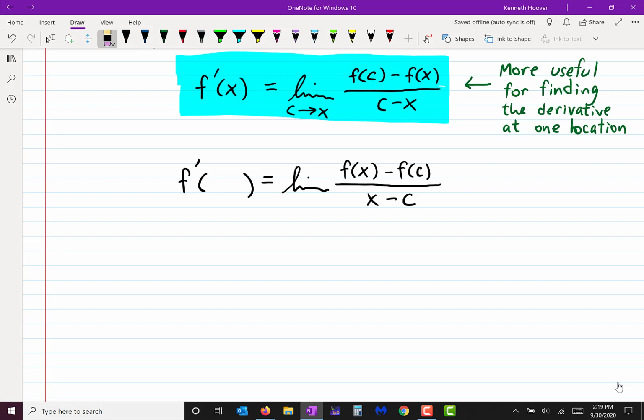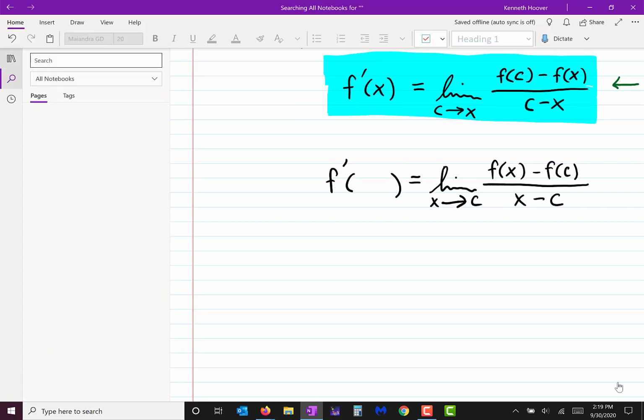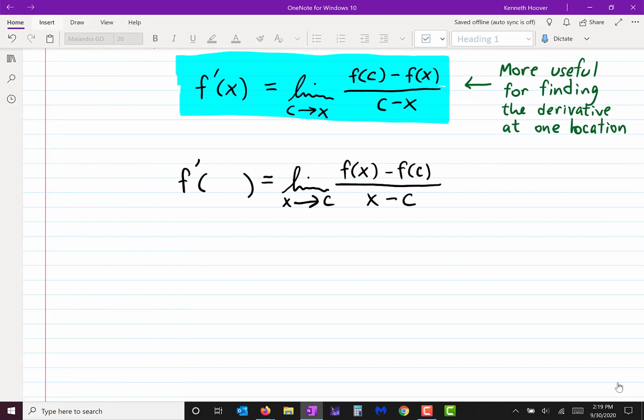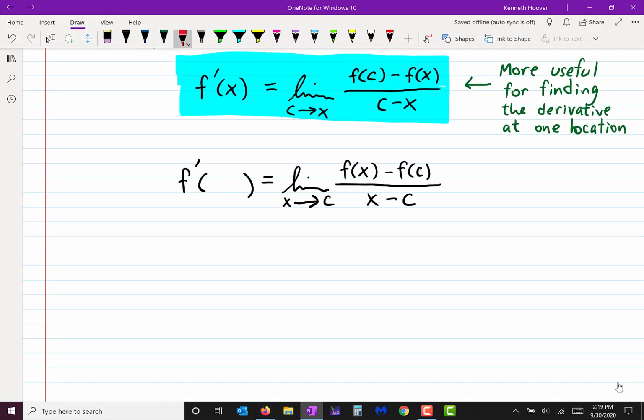Here's the other thing. Look at the part underneath the word limit. Up in the blue area, I wrote c is approaching x. Now, if c is approaching x, isn't that the same thing as saying x is approaching c? So I can do that. That's the same thing as up above. But here's the difference. In the blue area where I wrote c is approaching x, then c and x are getting closer together, but from the frame of reference where I'm saying that c is moving closer to x.